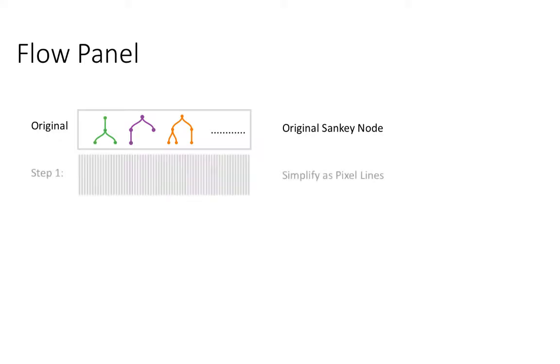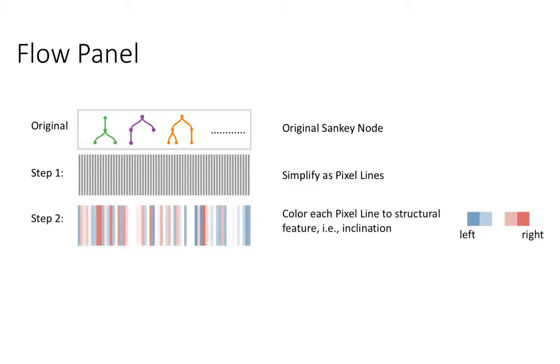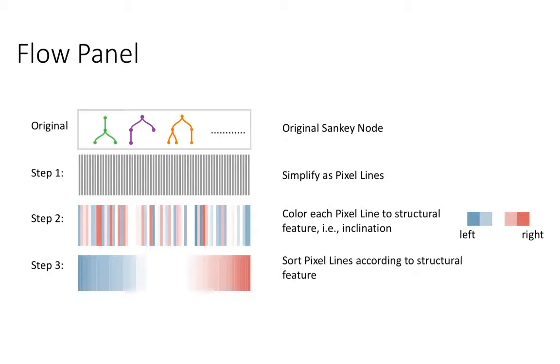We first simplify each tree as a pixel line and align them side by side. Then, we encode the color of each pixel line to structural feature of the family tree. Here, we map the inclination to a diverging color scheme, for example, blue to red. Finally, we sort these compactly aligned pixel lines according to the structural features.